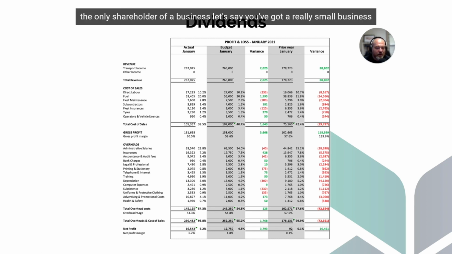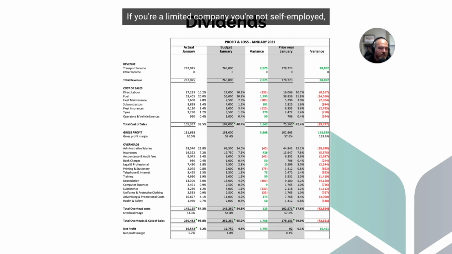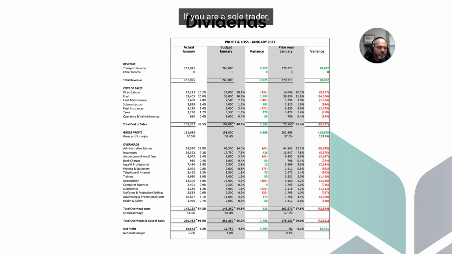So if you're the only shareholder of a business, let's say you've got a really small business and it's just you, you're the shareholder of that business, so you own the business, but you're also, if it's a limited company, an employee of the business. That's another key thing that people sometimes misunderstand. If you're a limited company, you are not self-employed. You are an employee of that limited company. You also own it, but you're an employee of it. If you are a sole trader, then everything the business earns is your money. You and the business are the same entity.